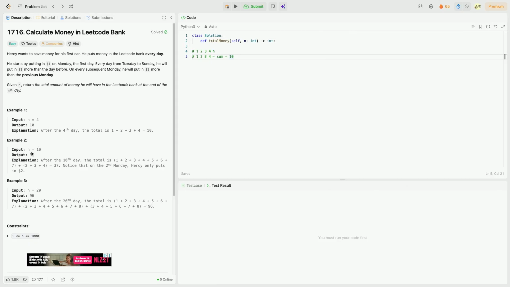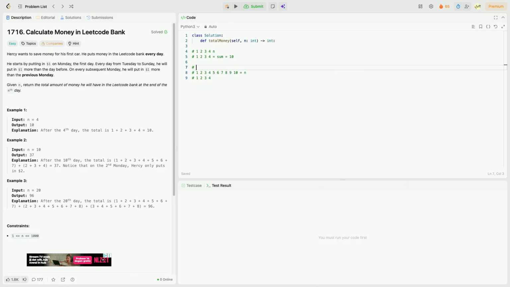Okay, let's look at the next input. The next input is 10. So that means we're actually going to invest over more than 1 week, so we're going to have to apply the second rule as well. On subsequent Mondays, we'll put in $1 more than the previous Monday. So let's write this example as well. We have 5, 6, 7, 8, and the 10th day. This is our n, and we will invest.